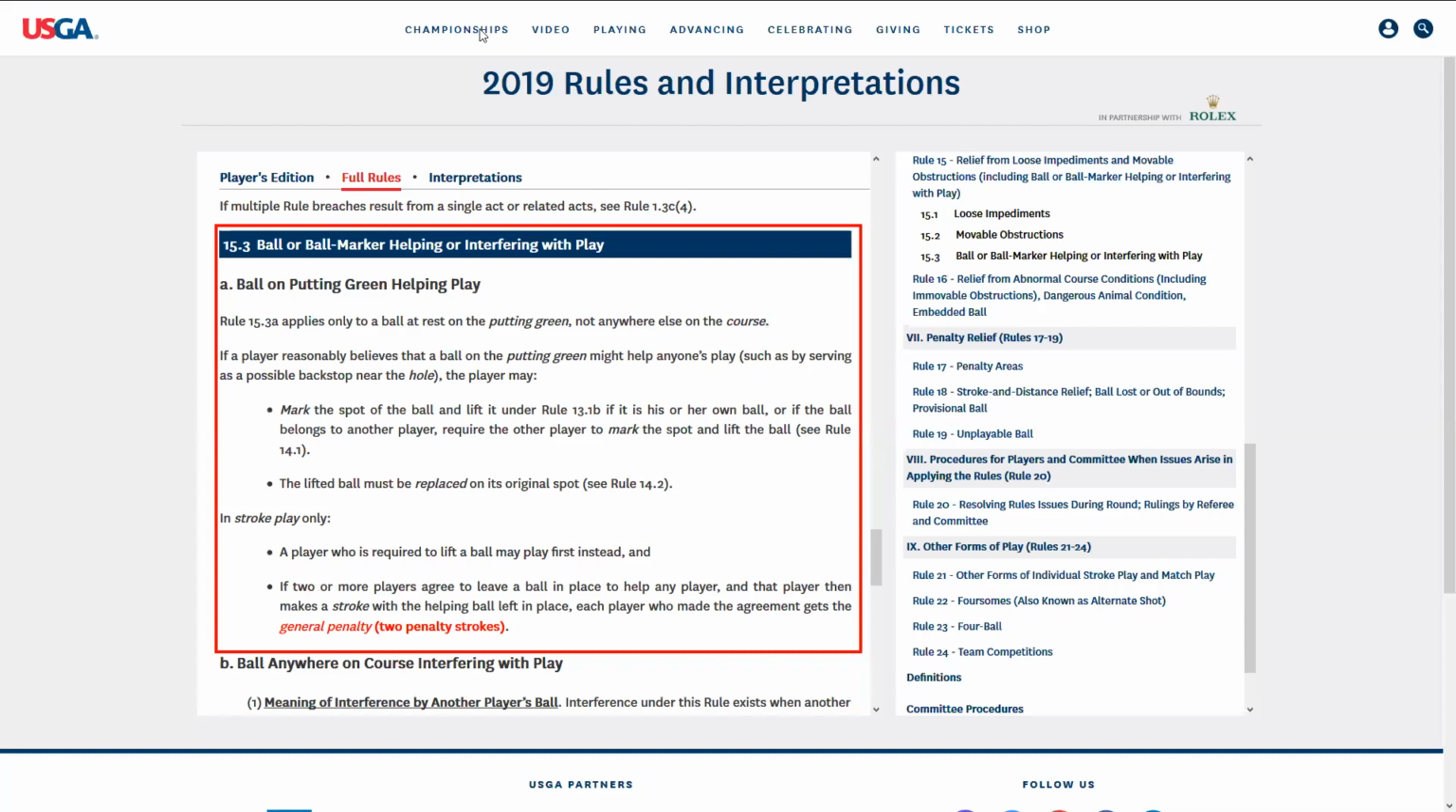What happens if they know that it is a breach of the rules to leave it there? They're both disqualified. Why? Because we learned under Rule 1.3b1 that if you deliberately fail to apply a penalty or follow the rules, you're disqualified. So what's interesting about this rule is if the 2 players don't know about it, they're still going to get a 2-stroke penalty. And if they know that it's a violation of the rules, they're going to be disqualified.